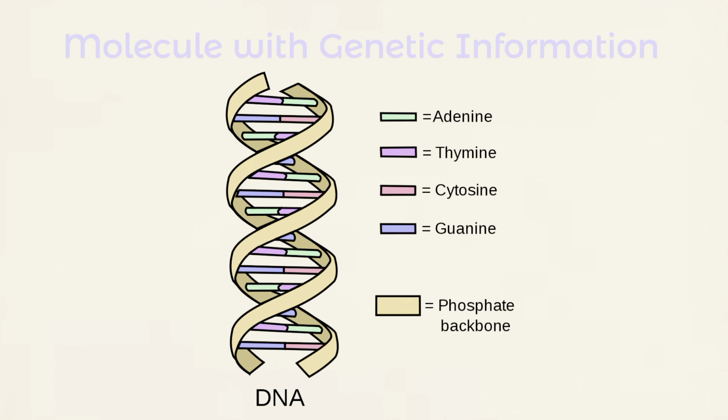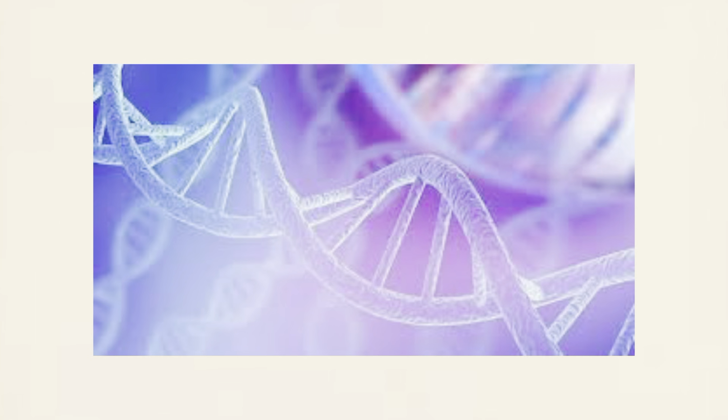Next, we have DNA. DNA is a molecule with genetic information that is made up of a sugar, a phosphate group, and adenine, thymine, cytosine, and guanine. Its structure is like a double helix. The DNA carries the instructions for creation and survival of organisms, and it makes sure to transmit the correct genetic information.